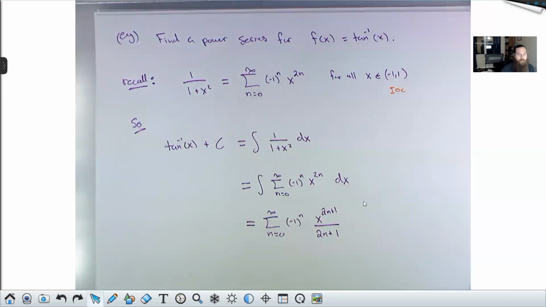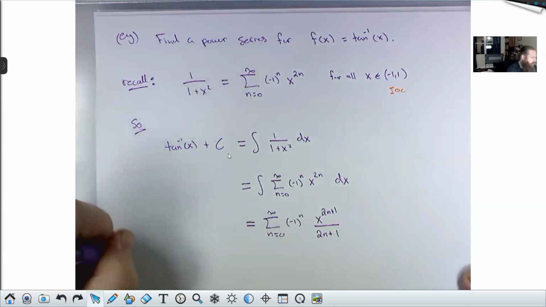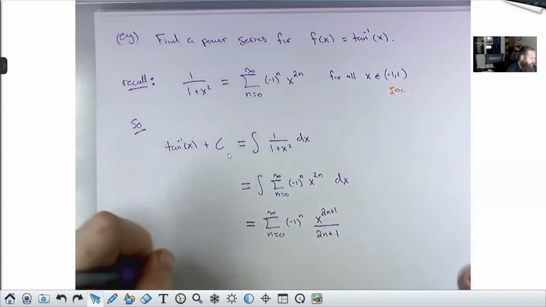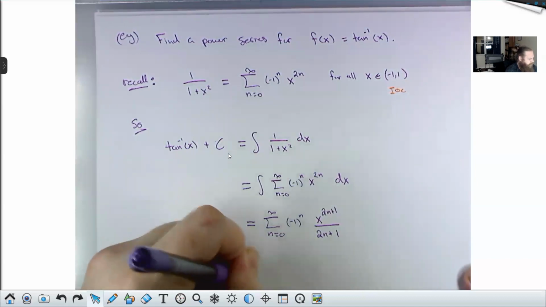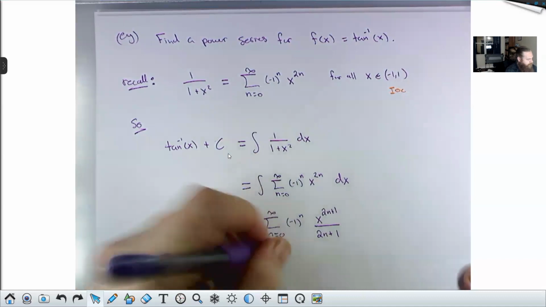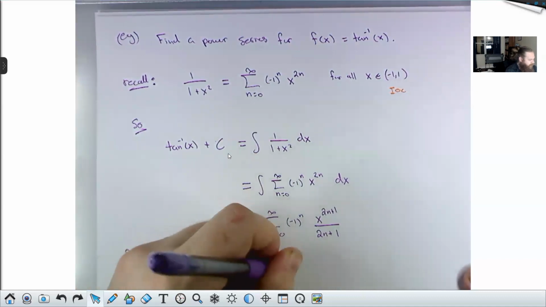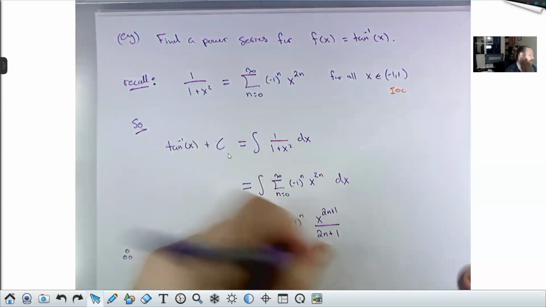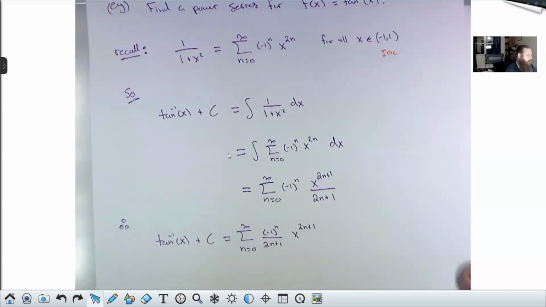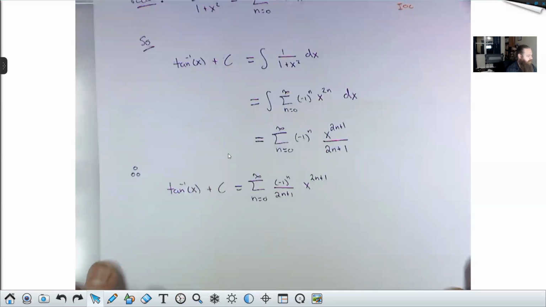This is where we get our power series for arctan. There's still this matter of plus c to deal with here. So what we get, therefore, the inverse tangent of x plus some constant is equal to sigma n from 0 to infinity. I'll write this in the normal way: (-1)^n over 2n plus 1 times x to the 2n plus 1. And we can solve for c. It turns out to be 0.